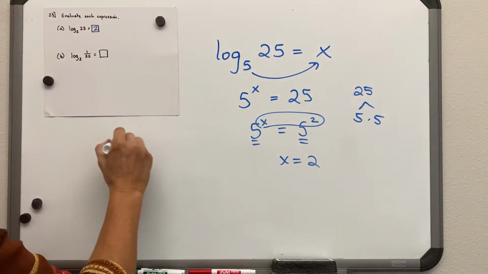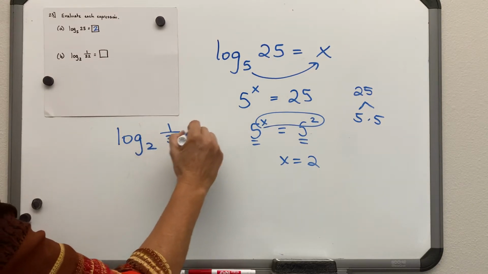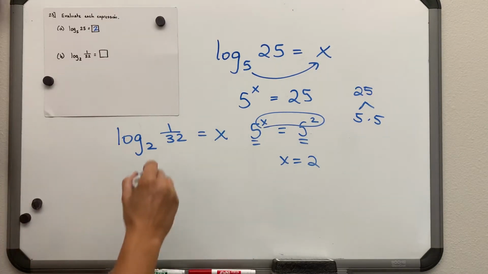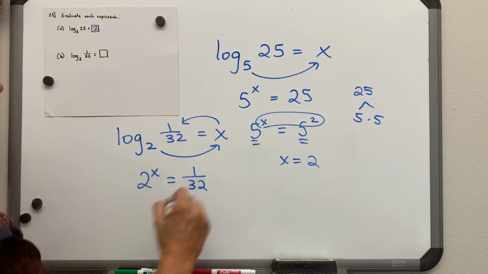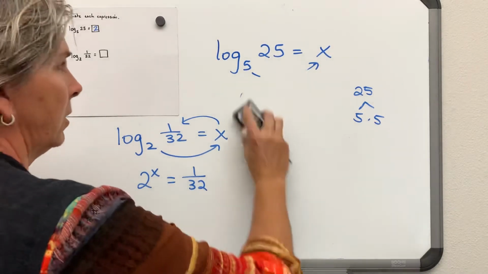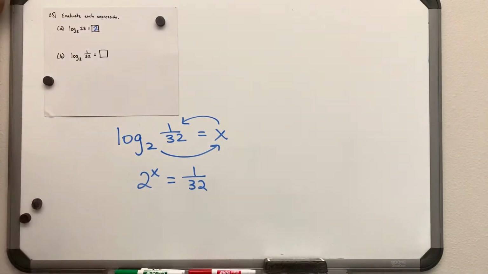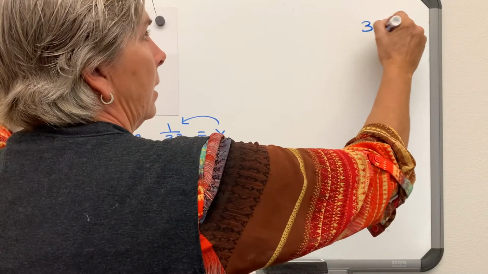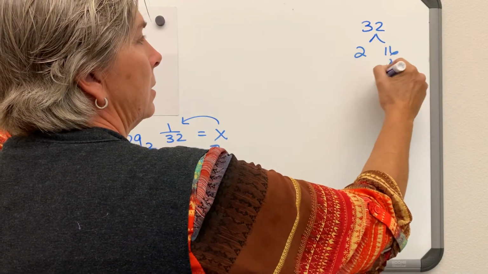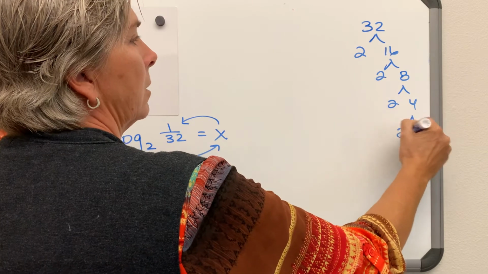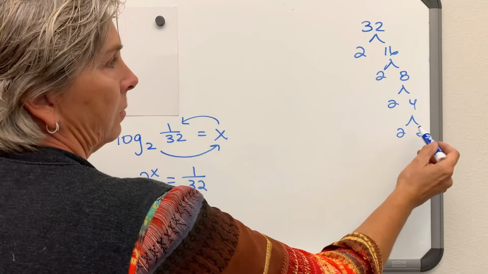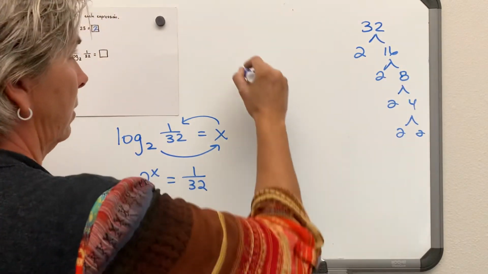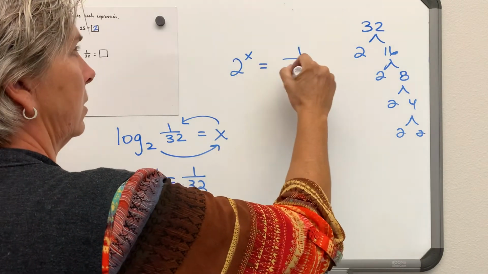All right, let's look at this one. This one's a little bit harder. So log base 2 of 1 over 32 equals something. So I'm going to convert it. 2 to the x equals 1 over 32. Well, that one's a little harder to guess. Some of you could guess it, but it's a little harder. So what I'm going to do is I'm going to factor this 32. I want to get it into 2s. So it's 2 times 16, 2 times 8, 2 times 4, 2 times 2. Hope you can see all that. So its prime factorization would be 1, 2, 3, 4, 5 2s. So I could rewrite it as 2 to the x equals 1 over 2 to the 5th.